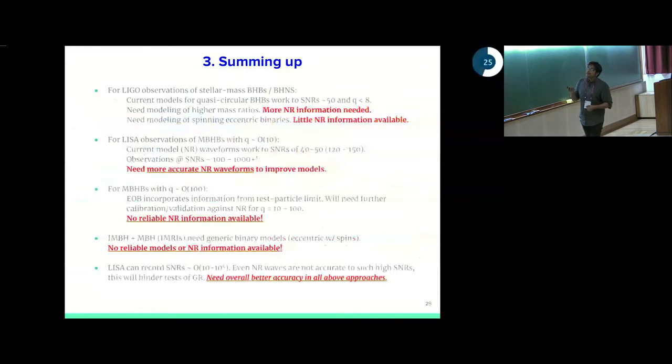Okay, so in summary, we need more work for higher mass ratios. For low mass ratios, we will still need better quality waveforms, both from numerical relativity as well as from the modeling community, if we are to attack the problem of supermassive black holes with LISA. And all of this has not even touched upon the case of intermediate mass ratio inspirals, which will either need third order self-force or numerical relativity information to model these systems. That's it.